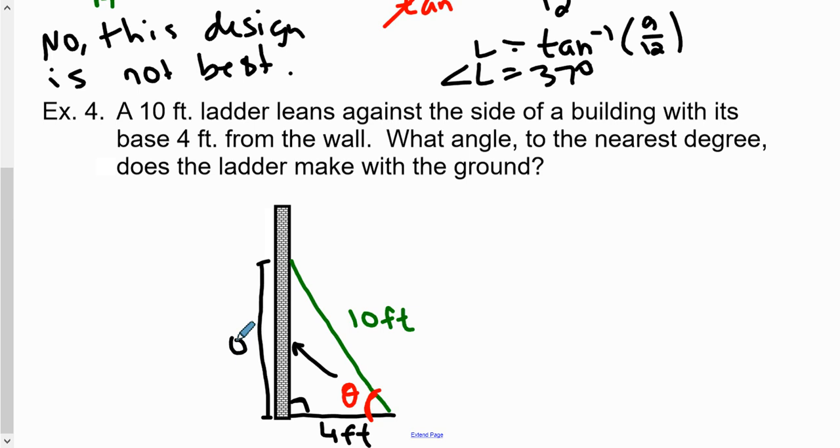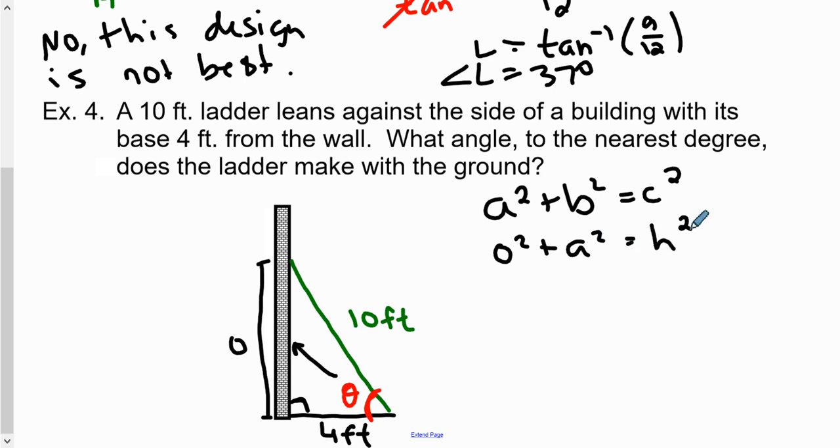Well, we already know that a squared plus b squared equals c squared. Or in this case, if we want to change that up, opposite squared plus adjacent squared has to give us our hypotenuse squared. We can find that third side, like we can find O, the height that the ladder hits up the wall, to help us figure out what the tangent ratio looks like. So let's plug in the values we know. We don't know the opposite side, that's what we're trying to find.